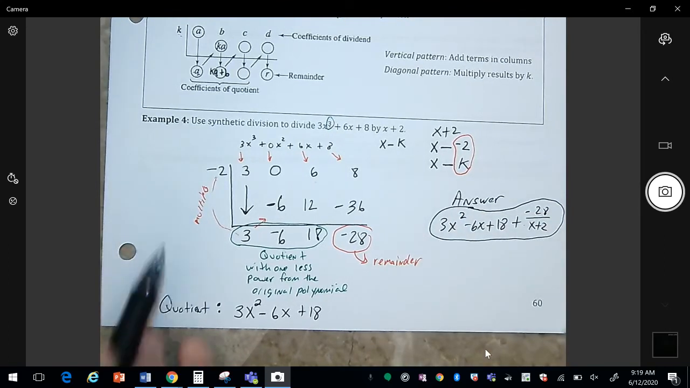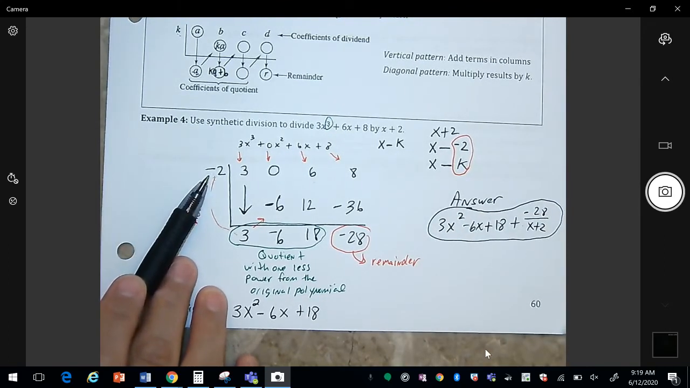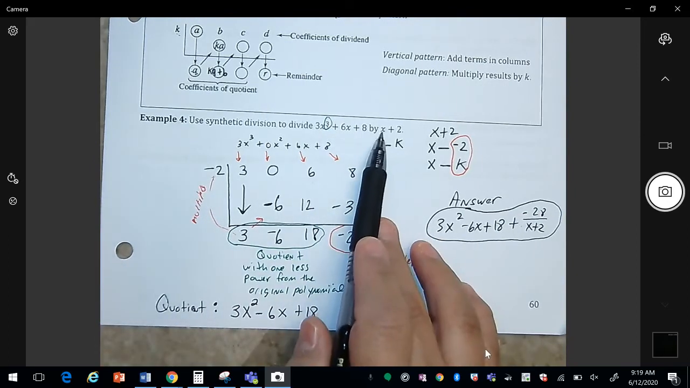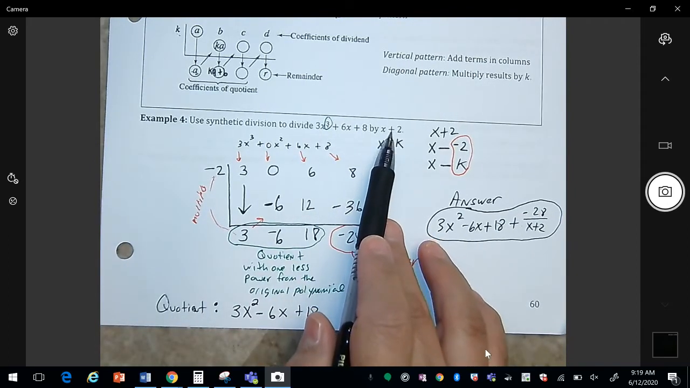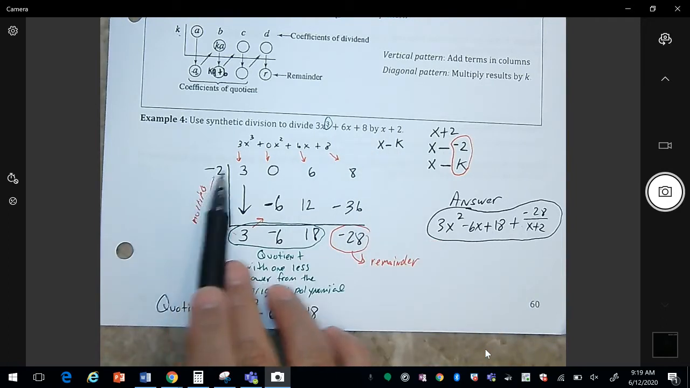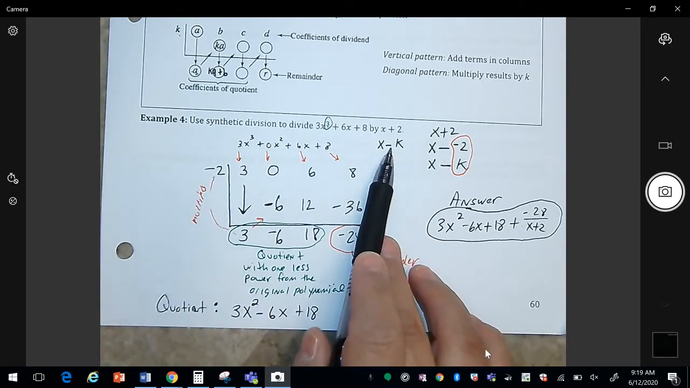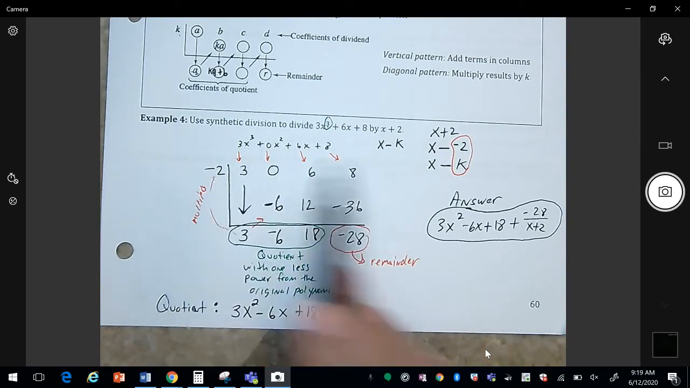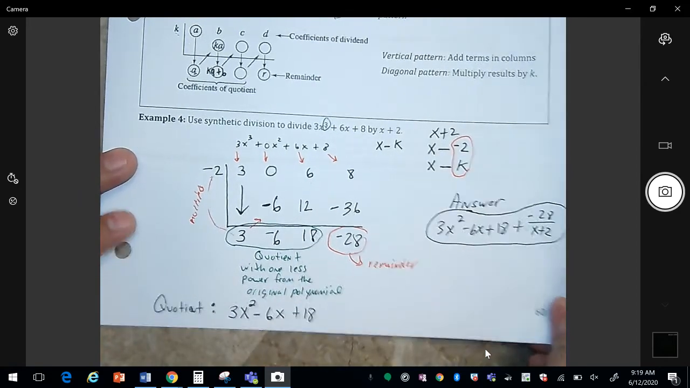Okay. So the number that we use here, if you can think of it as you have x plus 2, so I use the opposite of what's here. So if it's a plus 2, then I use a negative 2. If you see a minus a number, then you use the positive. Let's try another example.